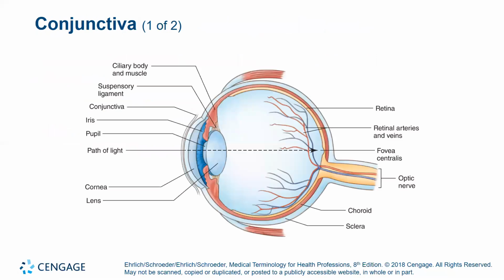Here you can see the structure of the eyeball shown in cross section. So here's your retina. Here's your retinal arteries and veins, here and here. The optic nerve, choroid, sclera. Here's your lens, cornea. This is your path of light that goes right through. Pupil, iris, conjunctiva, suspensory ligament is right here, and then the ciliary body and muscle is right here.